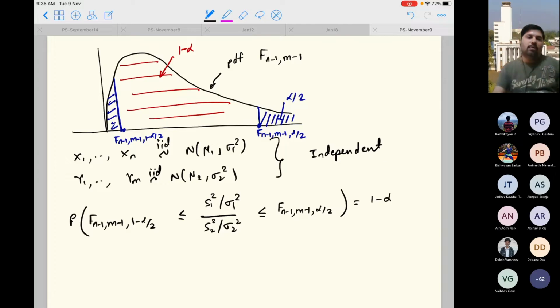And then you can find out where the ratio sigma 1 square by sigma 2 square is lying by looking at this. Looking at this ratio, you can find left hand limit less than or equal to sigma 1 square by sigma 2 square less than or equal to right hand limit, and that will be your lower bound and upper bound. Is that okay? Do you understand this F distribution?